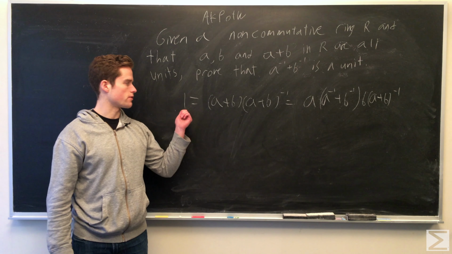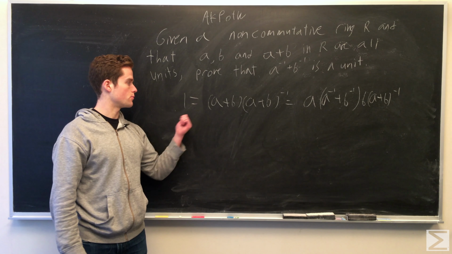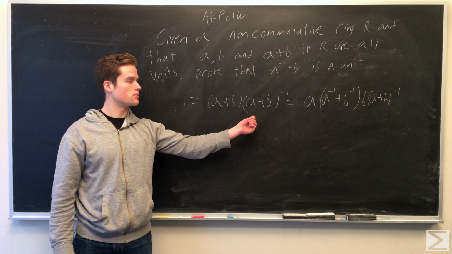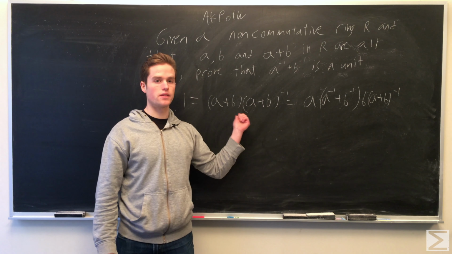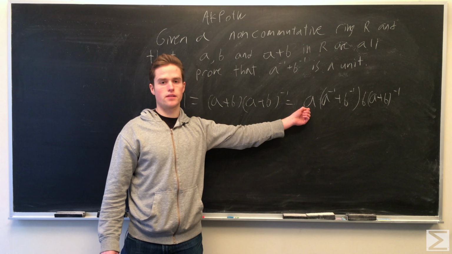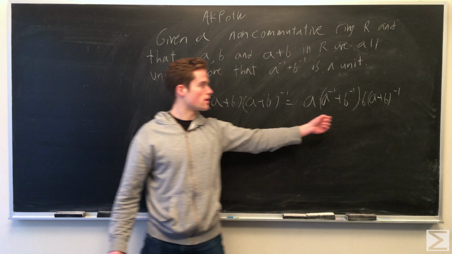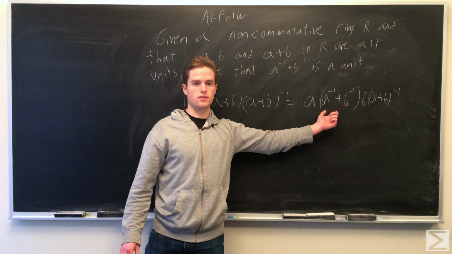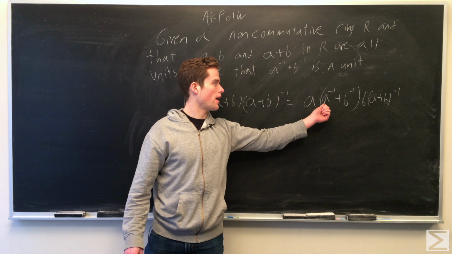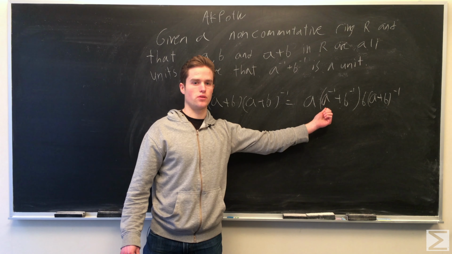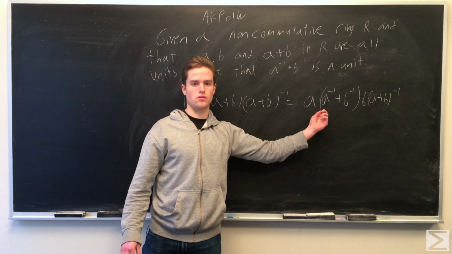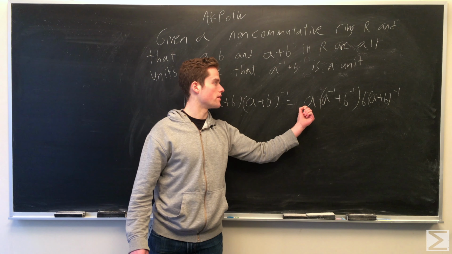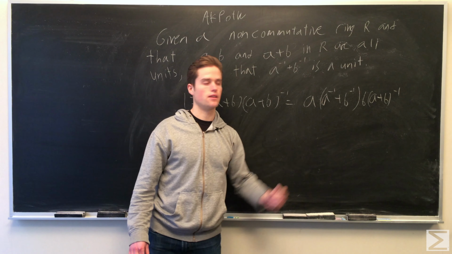So first, we're going to write our unit in our ring R: the inverse of A plus B, which is equal to A plus B times the inverse of A plus B. And this is equal to A times A inverse plus B inverse times B times A plus B inverse. Note that this is just A plus B, because when we multiply A inverse becomes the unit, and then B on the right side, unit times B is just B. B inverse B is a unit, and then A times the unit is just A.